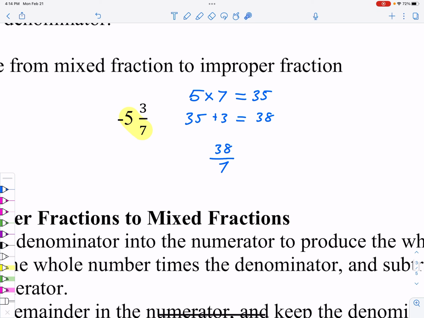And now I need to go back in and add my negative here. Okay, so that's an important step. So this negative goes in here at the final step, but I don't have it up here when I multiply.